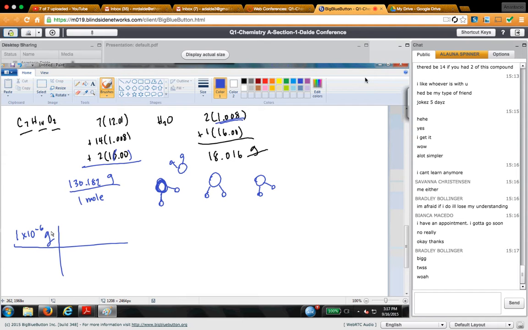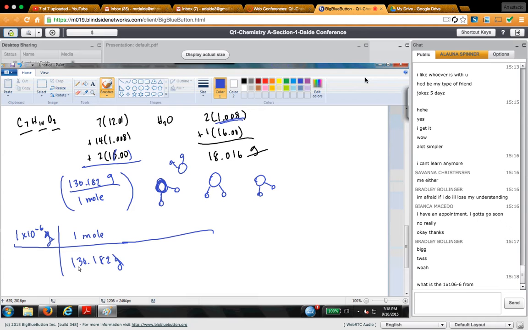1 times 10 to the negative 6 grams. That's how much isopentenyl acetate I have in one bee sting. How many moles of that stuff do I have? Well, I know that I can divide this by 130.182 grams, and that will give me how many moles I have. I know that conversion, because I have this right here. The reason why I inverted it is because I want to put the grams on the bottom, to cancel out the grams and get moles. Then this is how many moles I'm talking about.